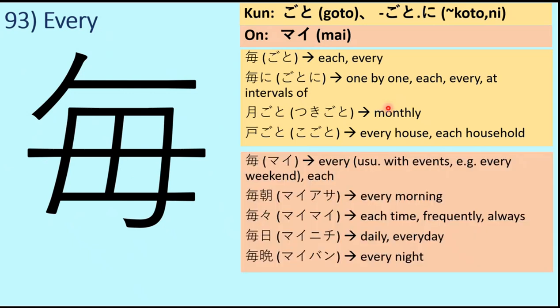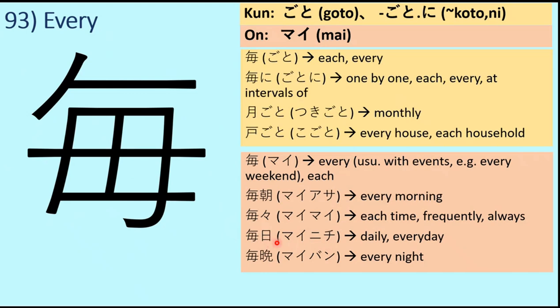Then the onyomi readings are more important for this kanji character, as these are used more. So mai is the reading for this character, which means every, usually with events, for example every weekend. Then it is also used for each. Then we have maiasa. Maiasa means every morning. So asa is morning and maiasa means every morning. Then we have mai. Mai means each time or very frequently or always. Then we have mainichi. Mainichi means every day or daily. We have used this in our grammatical examples again and again.